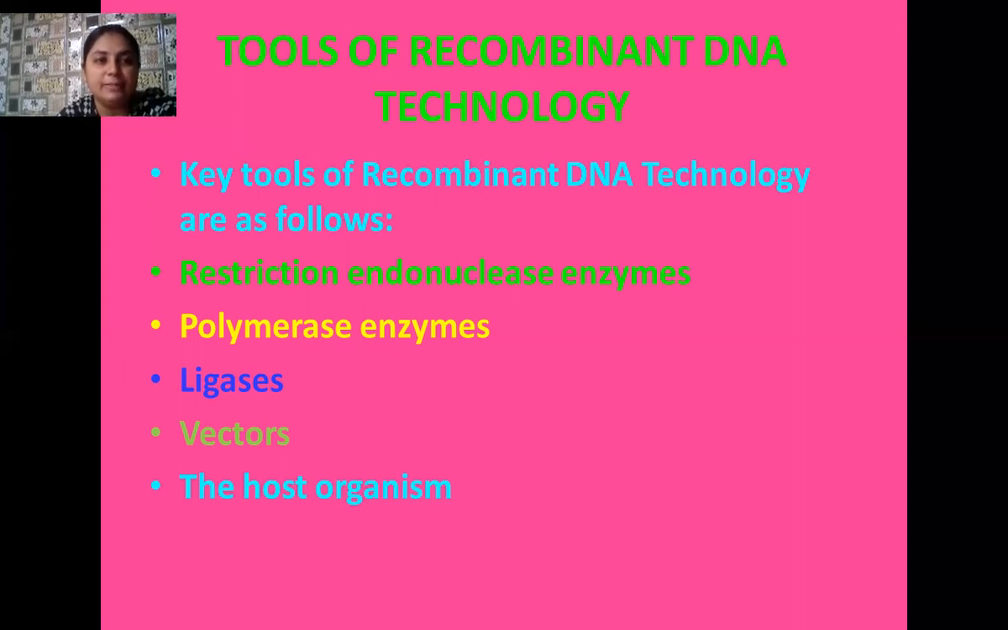Students, vectors are those agents by which our alien piece of DNA, which contains our genes of interest, is finally transported into the host organism. So here two types of vectors are there which are very much used in recombinant DNA technology, and these are the plasmid vectors and the bacteriophages. In your higher classes, you will study a variety of vectors. These may be cosmids, phasmids, and so on.